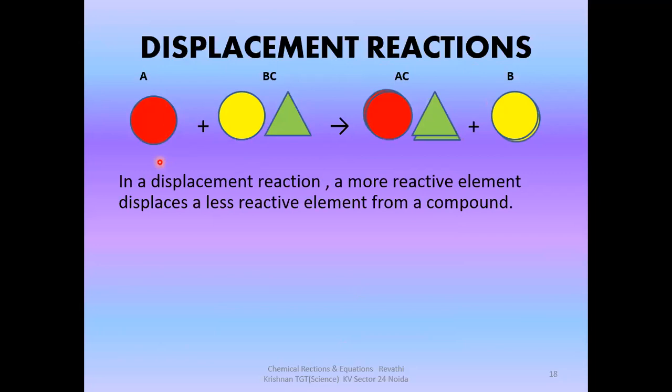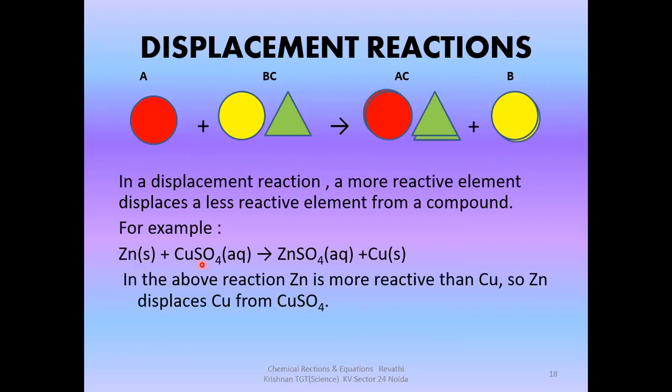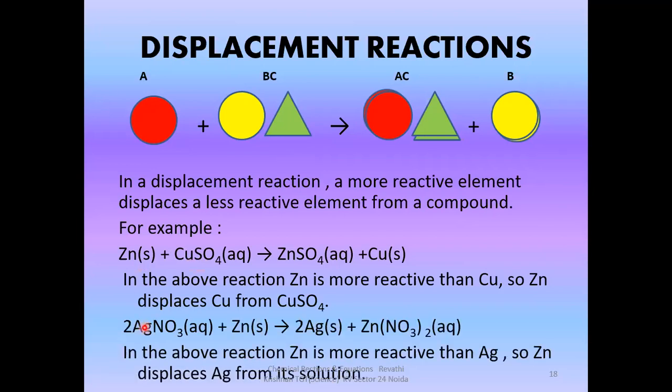Here, A is more reactive than B, so it displaces B to form the product AC. Let's take an example. Zinc displaces copper from copper sulfate solution because zinc is more reactive than copper. In the next example, we have 2AgNO3 plus Zn gives 2Ag plus ZnNO3 twice. In the above reaction, zinc is more reactive than silver, so zinc displaces silver from its solution.